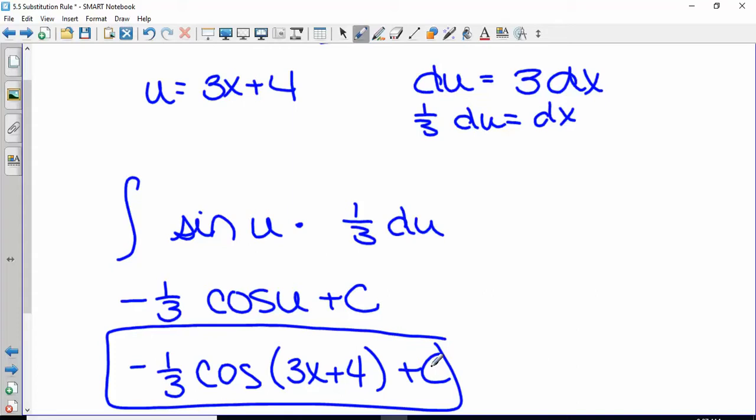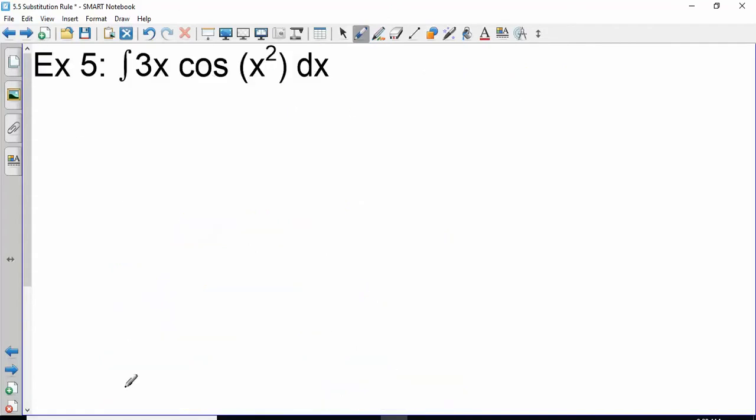I'd like to do maybe 4 more and then I'll stop for today. So the last one we didn't have to do substitution, but this one we would. Why is this one different?